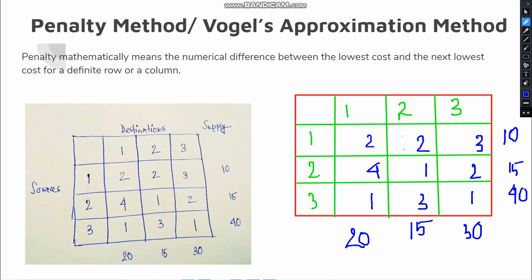So see that the total supply is how much? It is 10 plus 15, 25, plus 40, 65. And 20 plus 15 plus 30 is also equal to the sum of the demands, equal to 65. So it means that we are dealing with a balanced transportation problem. Now we have to calculate the penalties, both row wise and column wise.